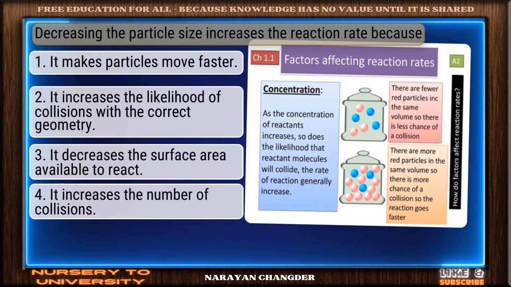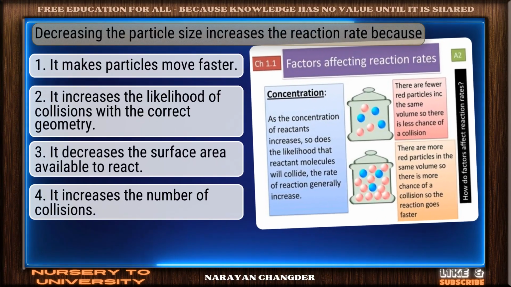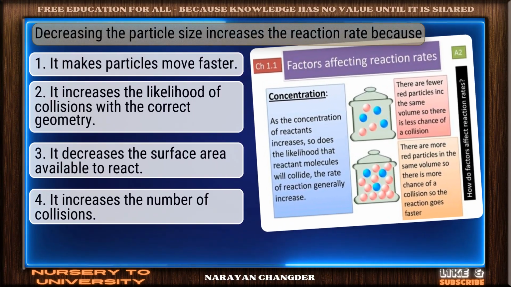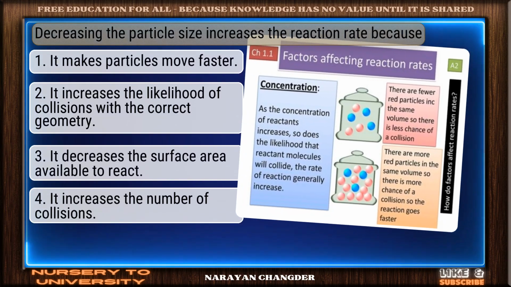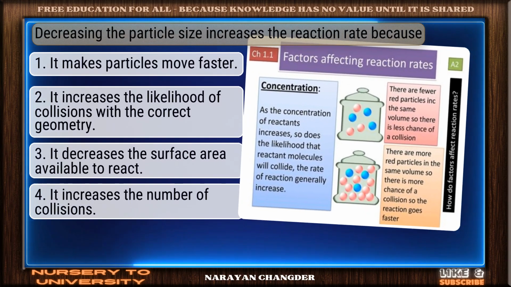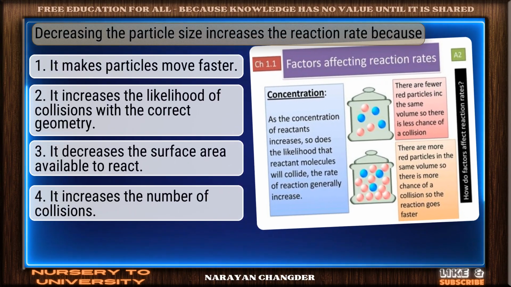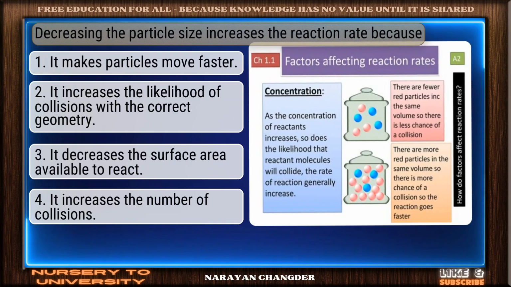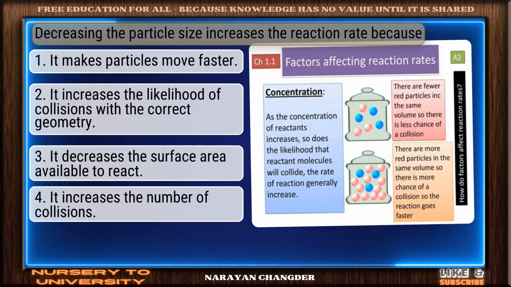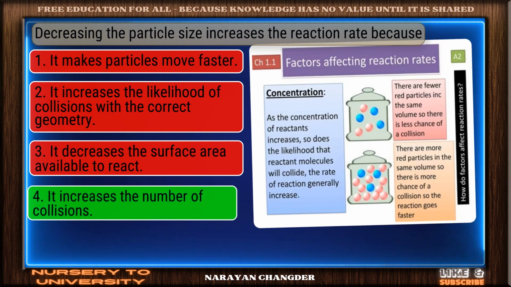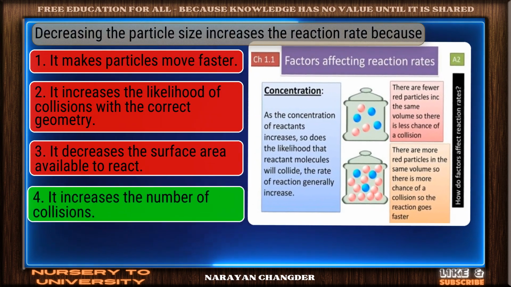Decreasing the particle size increases the reaction rate because Option 1, it makes particles move faster. Option 2, it increases the likelihood of collisions with the correct geometry. Option 3, it decreases the surface area available to react. Option 4, it increases the number of collisions. It increases the number of collisions is correct.